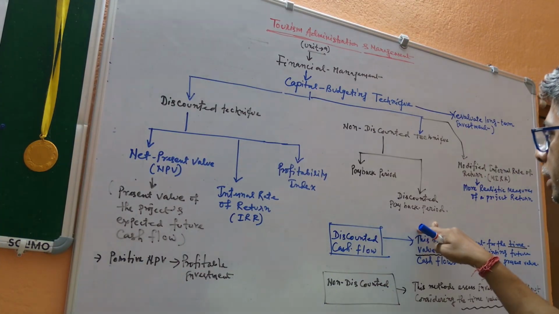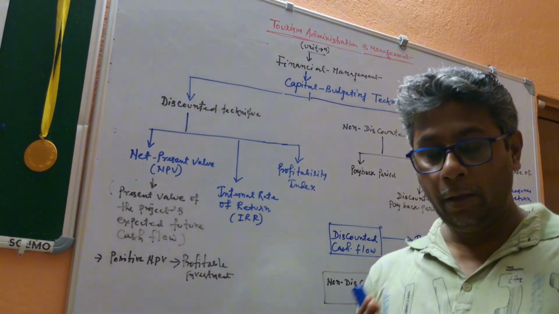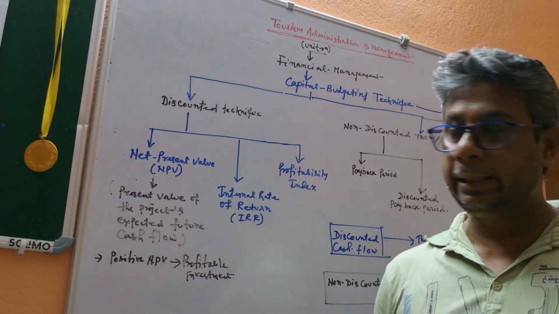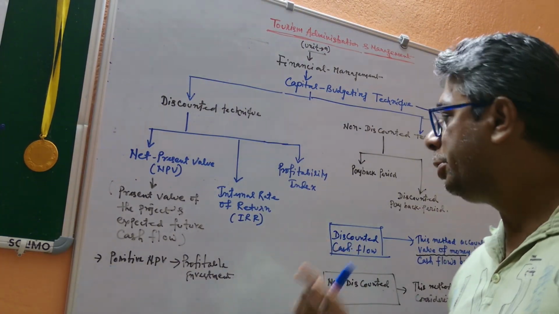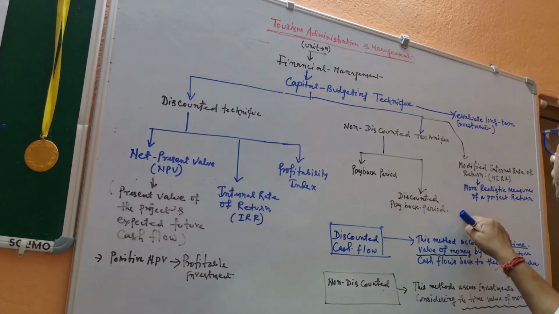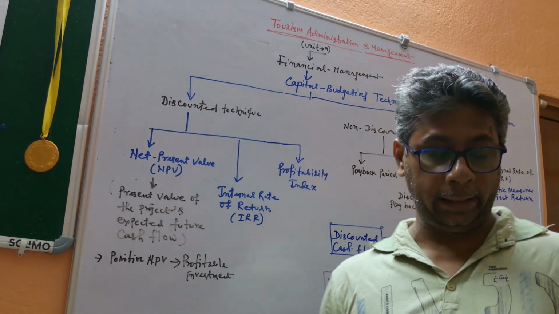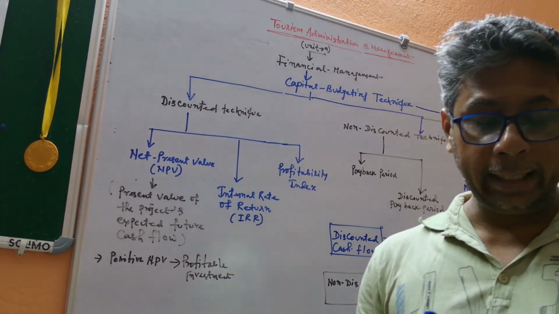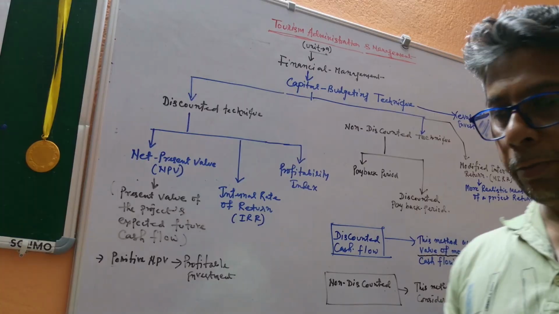Next, the discounted payback period. It is an improvement on the standard payback period. It accounts for the time value of money by using discounted cash flow to calculate the time to recover the initial investment. This is called the discounted payback period. And finally, the modified internal rate of return. This technique provides a more realistic measure of potential return by assuming that intermediate cash flows are reinvested at the cost of capital.